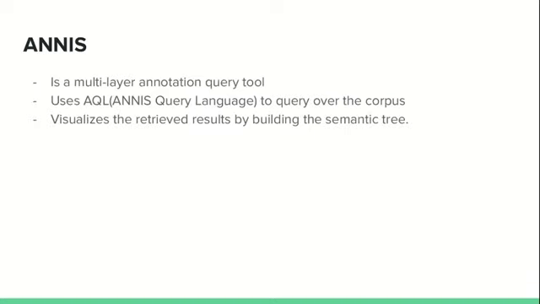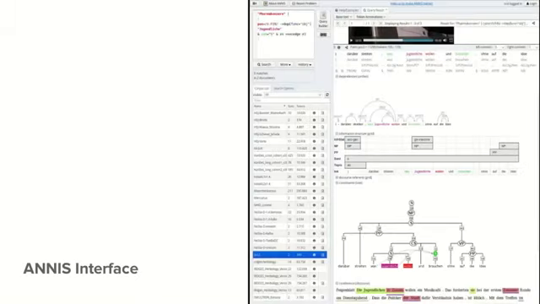Yes, we already have a tool named ANNIS, which can be used to query over multiple layers of annotations. It uses a language named AQL to query over the complete corpus, and it also visualizes the results which we get. This is a screenshot from the ANNIS tool. On the left of the image, we can see the query writer part where the query is written, and on the right the results are shown.